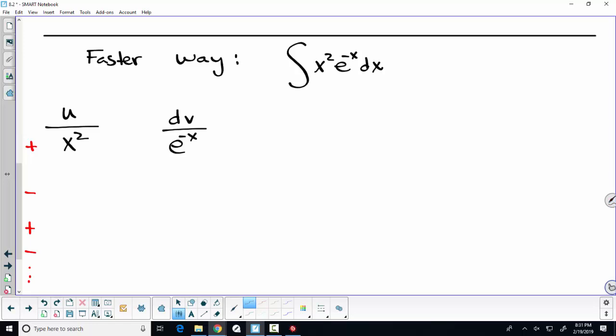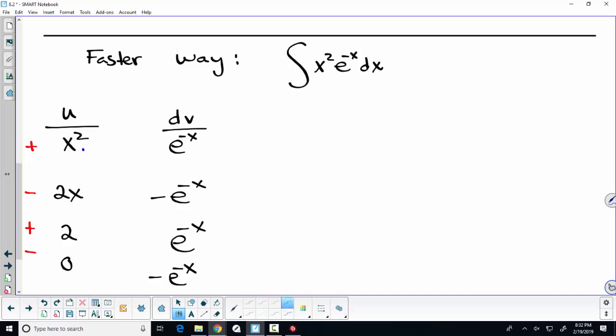This one will actually end because we know we eventually reach a zero derivative for power functions. So derivative 2x, derivative 2, derivative 0. So that's where we would stop. Antiderivative, negative e to the negative x, antiderivative again, e to the negative x, and antiderivative again, negative e to the negative x. So that's basically our table, and we have to crisscross.